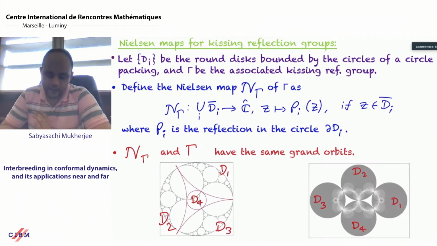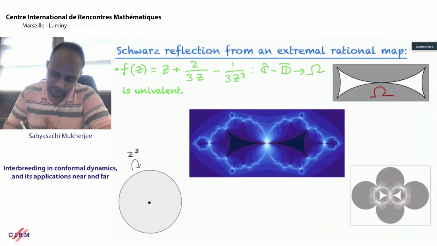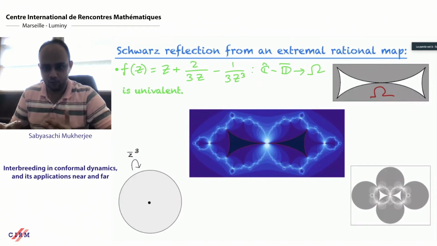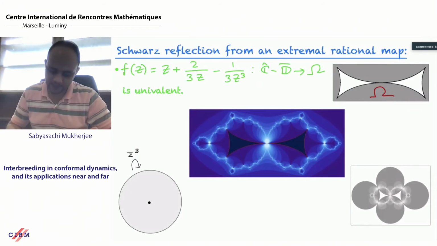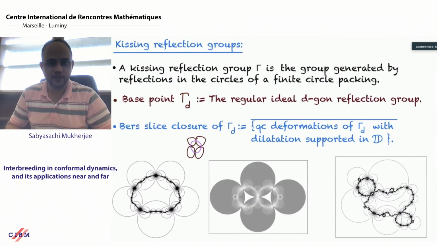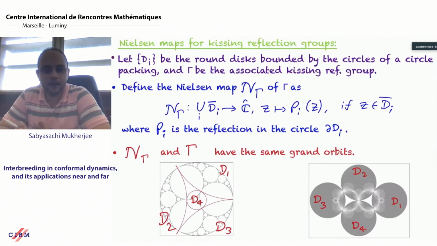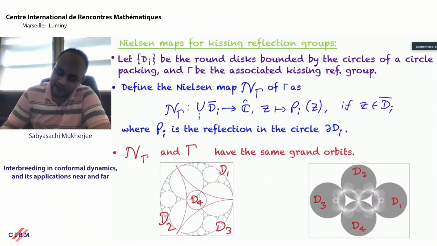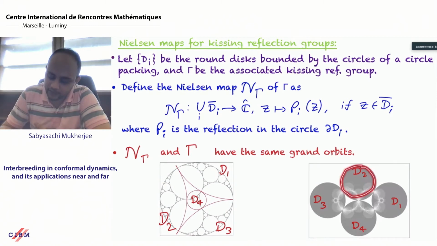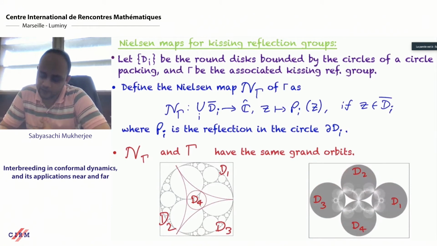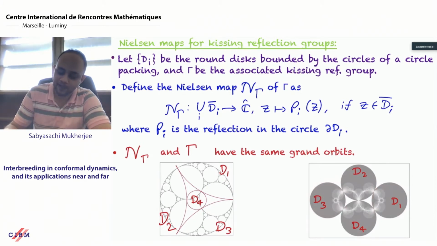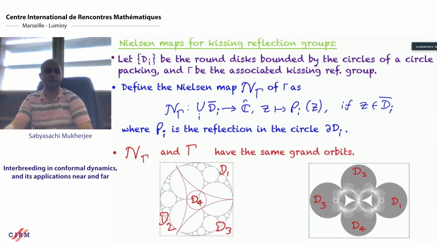And in order to formalize this mating framework, or what I'm seeing in this picture, I need to define an analog of a Nielsen map for these kinds of groups. So in general, for a kissing reflection group, a Nielsen map is a very simple-minded thing. You just take an arbitrary circle packing. Your Nielsen map is just going to be reflection with respect to D_i on the disk D_i. So that's your Nielsen map.